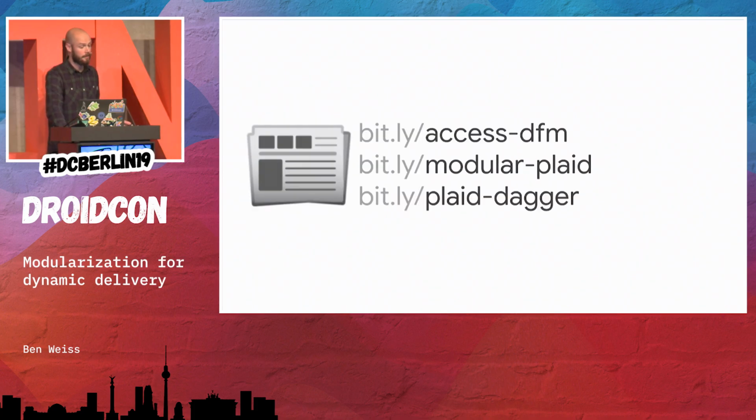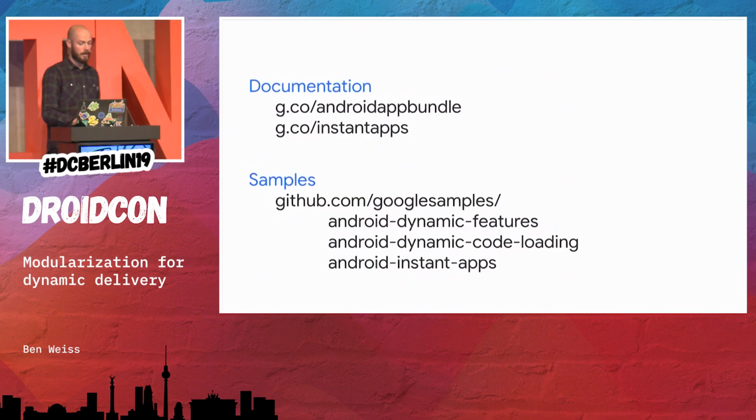We wrote a bit on it on a couple of different levels. One of them is the way that you can access dynamic feature modules. That's the last part that I just talked about. There's also a sample for this available. I wrote about the modularization process of Plaid more in depth, and also the way that we use Dagger in this modularized application. And also, there is documentation available for all this.